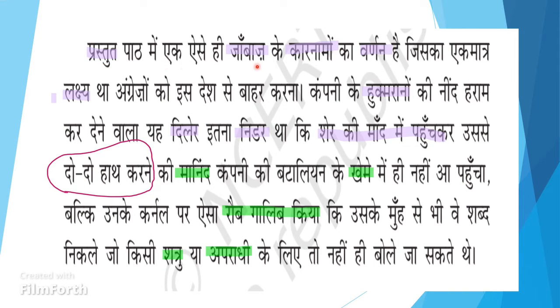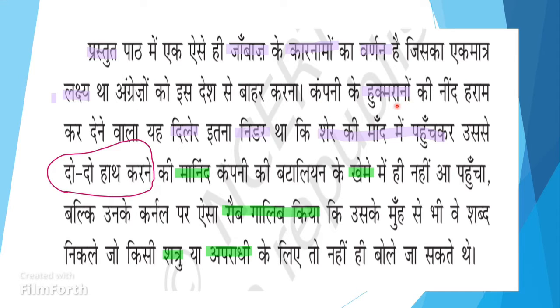प्रस्तुत पाठ में एक ऐसे ही जांबाज के कारनामों का वर्णन है जिसका एकमात्र लक्ष्य था अंग्रेजों को इस देश से बाहर करना. In the present lesson, such a brave person has been described. His activities, deeds, or his adventures have been described, whose only aim in life or whose only goal was to throw away the English from our country. Prastut means present, Janbaz means a brave person, Karname means his deeds or adventures, Varnan hai means it has been described. Ekmatra Lakshya means the only goal that he had.